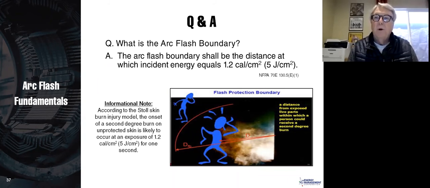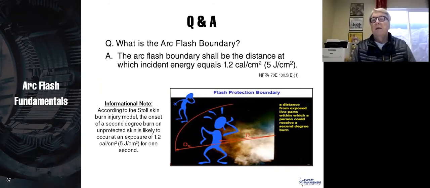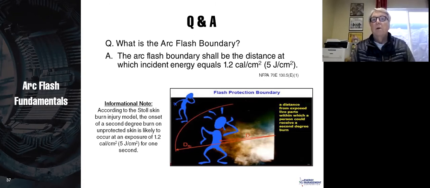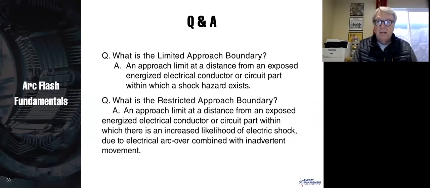And that is the point where you can get a second-degree burn. So basically, if you're outside the arc flash boundary, you're safe from getting a second-degree burn. If you are inside the arc flash boundary, then you could get a second or a third-degree burn. How do you know where the arc flash boundary is? That's the purpose of an arc flash study.